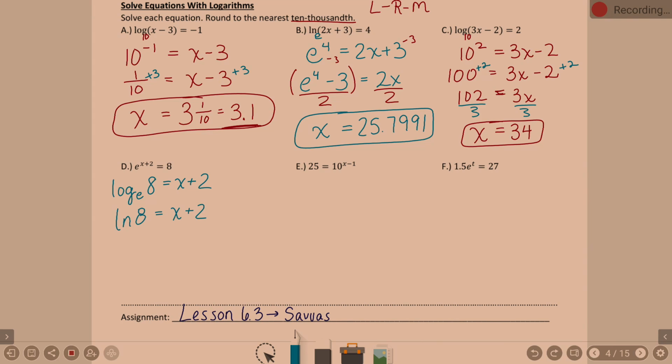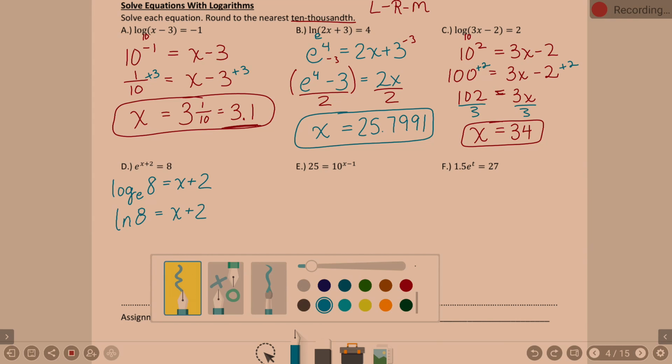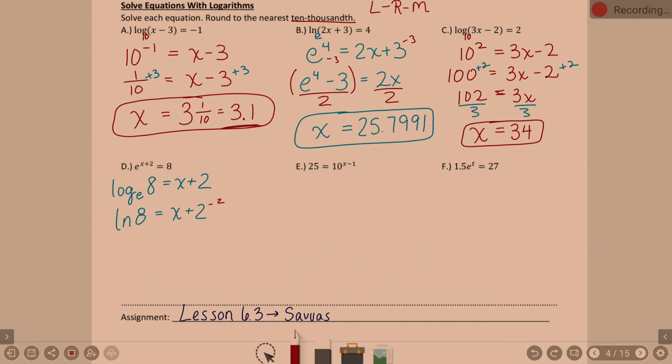So, how do we solve for x? We're going to subtract 2. Okay, good old traditional solving. And so, when we solve this, I'm going to go ahead and flip my sides. I'm going to have x equals the natural log of 8 minus 2. It's a calculator problem, yes? Not as many ways to make mistakes, but there is a mistake that can be made.